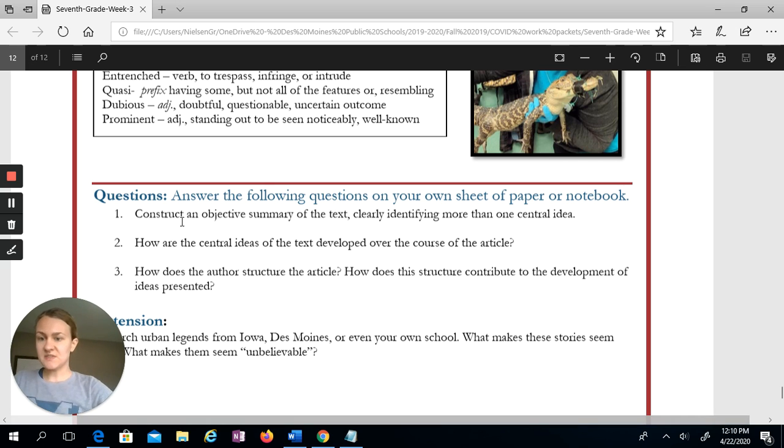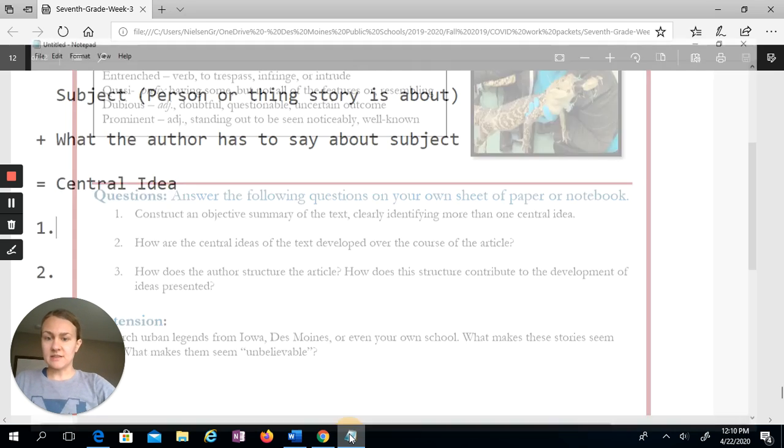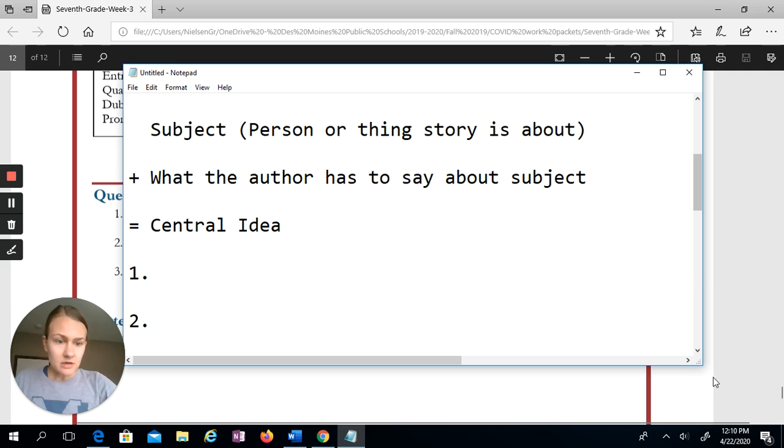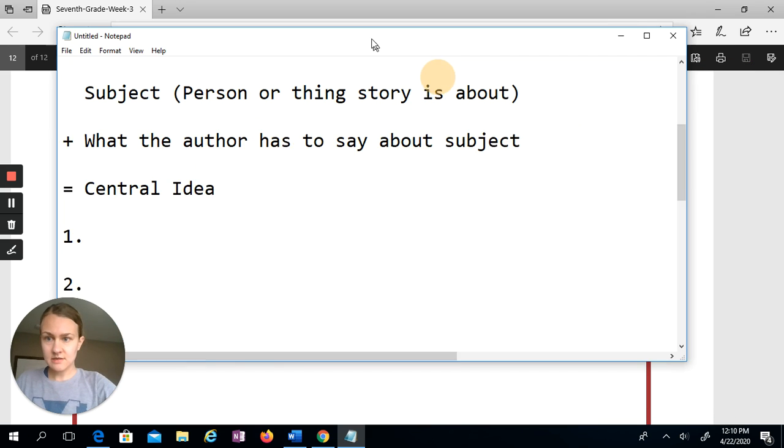So let's look at this first question here. It says, construct an objective summary of the text, clearly identifying more than one central idea, okay? Let's start by identifying those central ideas. The best writers take really good notes.